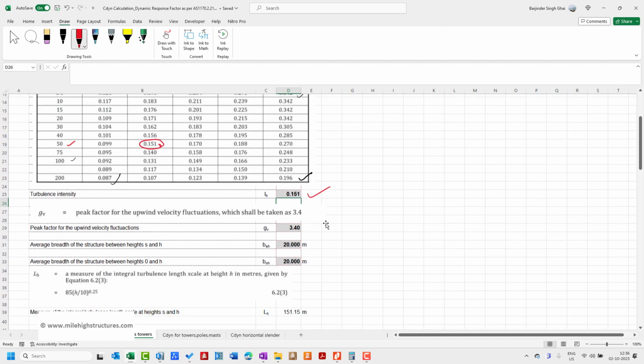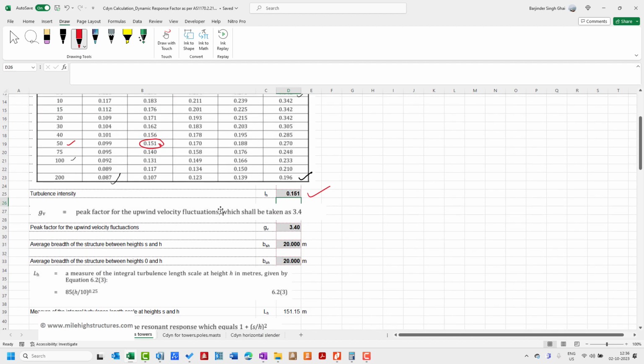After that, the second value that we do need to calculate is the value of the GV. So GV is the peak factor for upwind velocity fluctuation, which shall be taken as 3.4. Now in other country codes, there is a formula that is given to calculate the value of the GV. But as per the Australian standard, this value is taken as fixed only. So we can take GV as 3.4. It is irrespective of height, irrespective of terrain categories. This value is fixed.